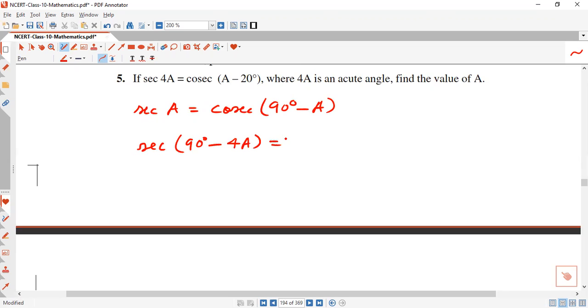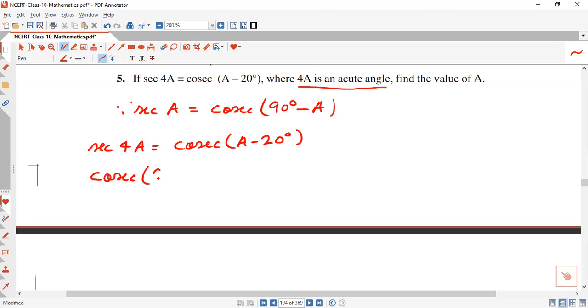equal to, not sec, wait, what is the question? The question says sec 4A equals cosec A minus 20 degrees. So sec 4A can be written as, because 4A is an acute angle, it is given that 4A is an acute angle, cosec 90 degrees minus 4A equals cosec A minus 20 degrees.